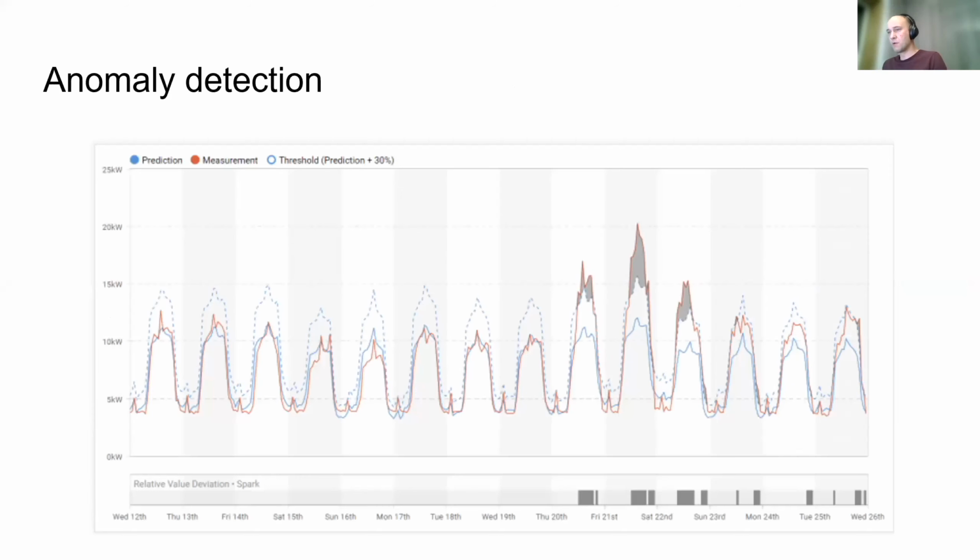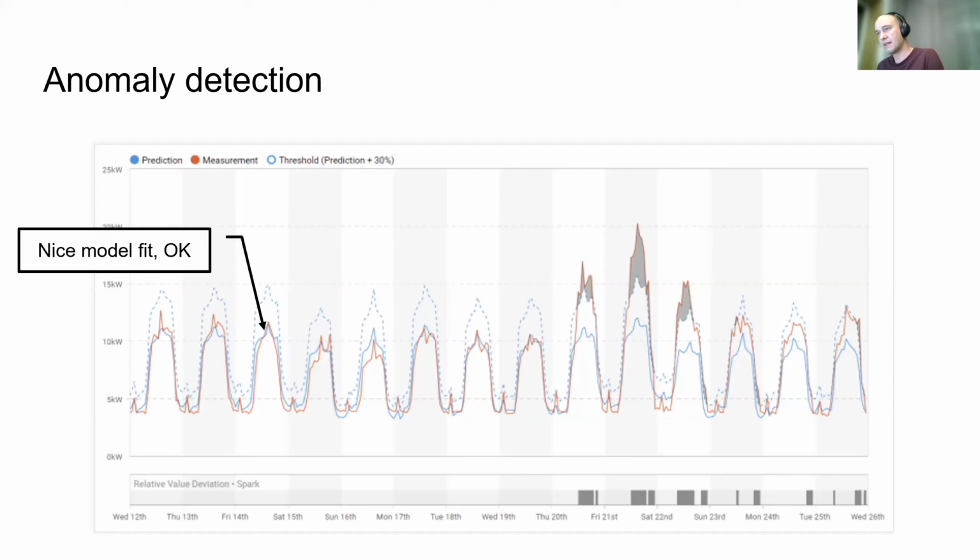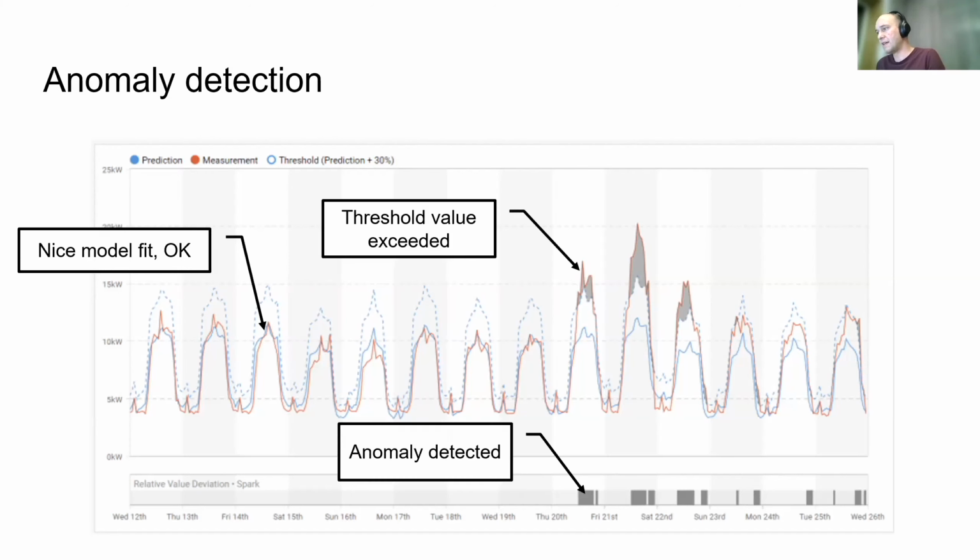And now we are here in the section with charts. So first of all, let me describe what we see here. The blue solid line is prediction, the red solid line is measurement, and the blue dashed line is the threshold. In this particular case, it is defined as prediction plus 30%. In the first few days, we can see a nice fit. Basically, the red line is close to the blue line, while in the next days, there is some deviation, and we can see that the threshold was exceeded, and at the bottom, an anomaly was detected.